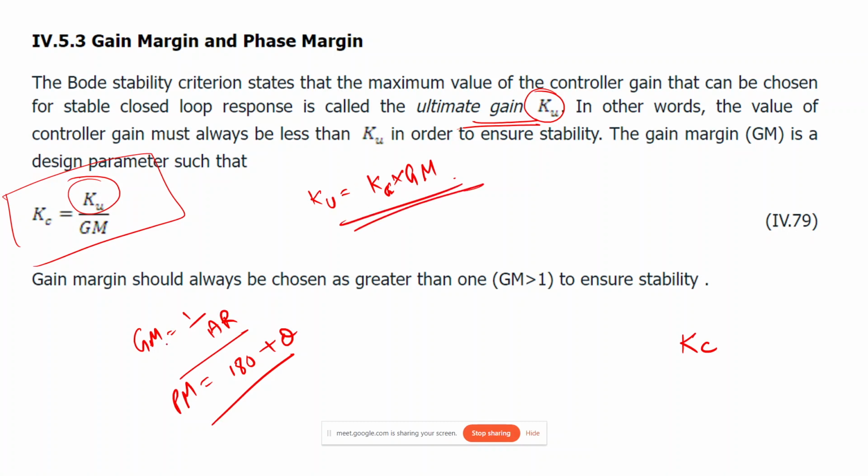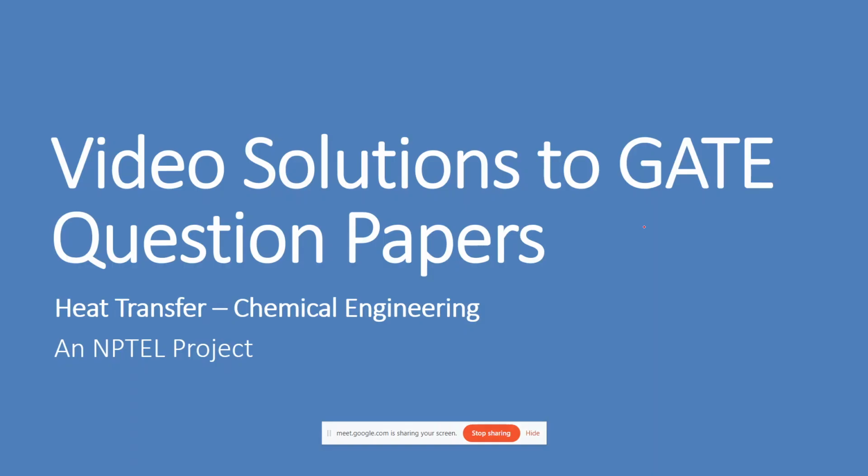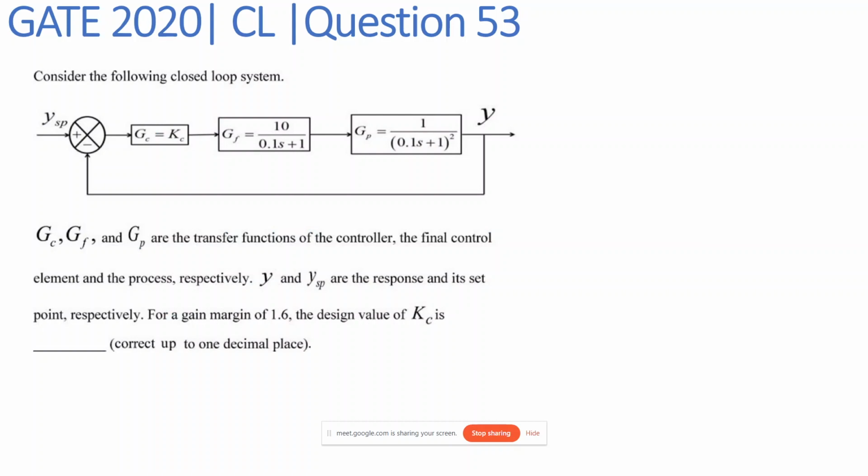If we are calculating the gain margin, then we have to remember that the amplitude ratio should be calculated at the phase crossover frequency. And if we are calculating the phase margin, then the phase shift should be calculated at the gain crossover frequency, that is, where the amplitude ratio is equal to 1. Ultimately, the phase margin is also another safety factor for the control design. It is the extra phase lag needed to destabilize the system. I hope the gain margin and phase margin are clear. We will solve a few questions related to that and it will become more clear.